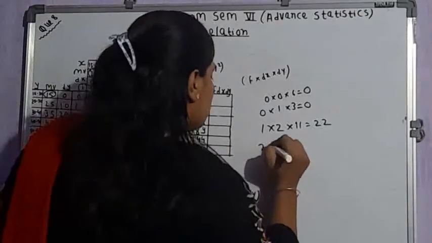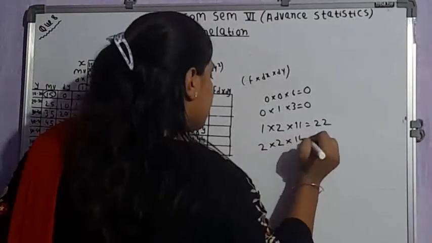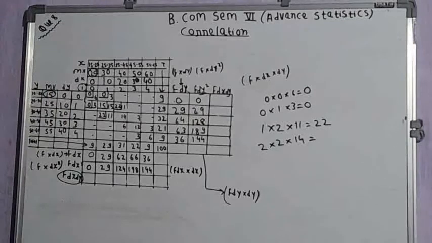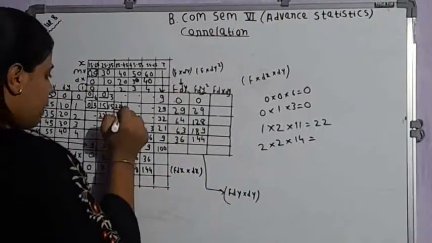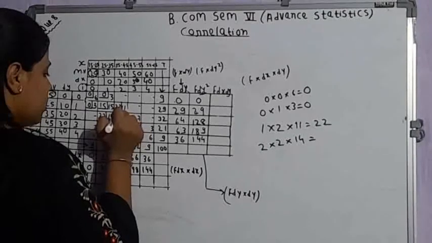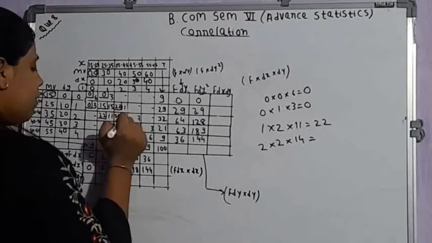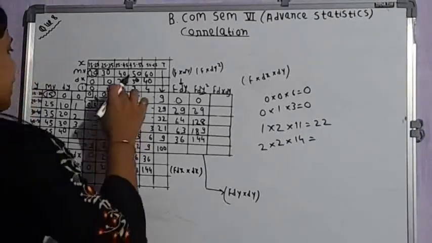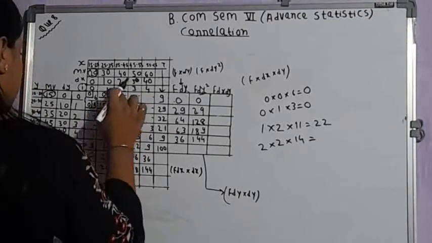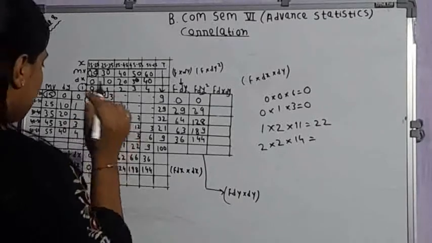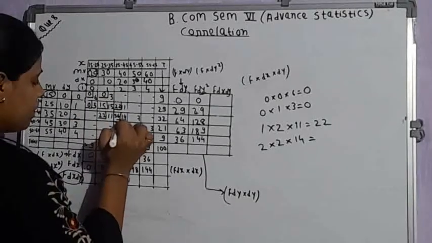Then the frequency is 14 over there, and we have dx 2, dy 2, and frequency 14. So 2 into 2 into 14 would come to 56. So we will write 56 over here. Then when the frequency is 6, dx is 2, dy is 3. 2 into 3 is 6, and 6 sixes are 36. So it will become 36.